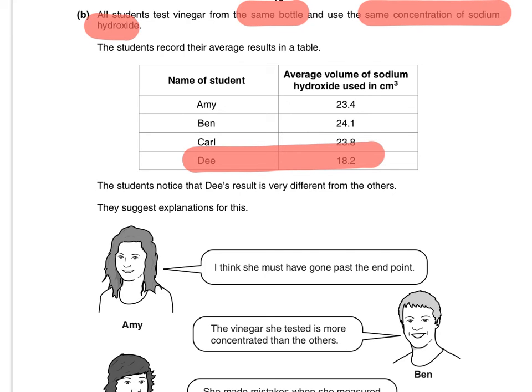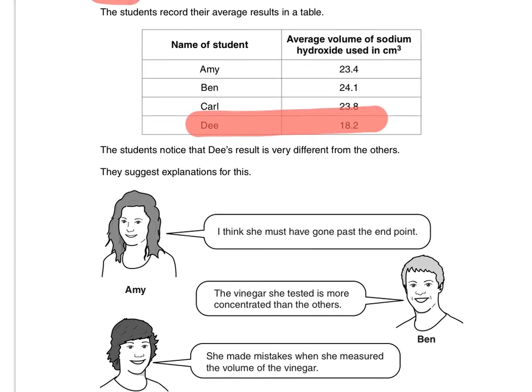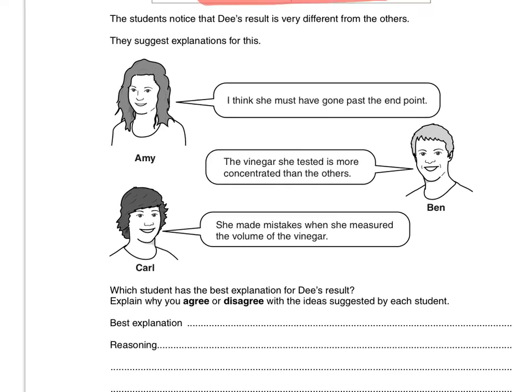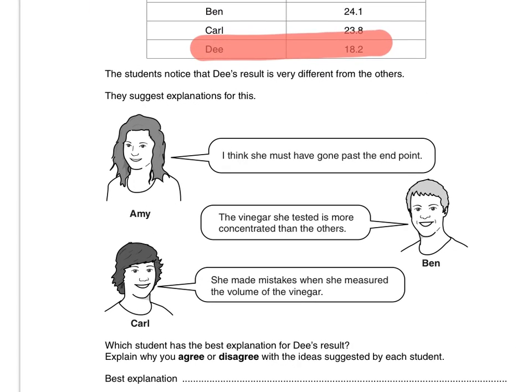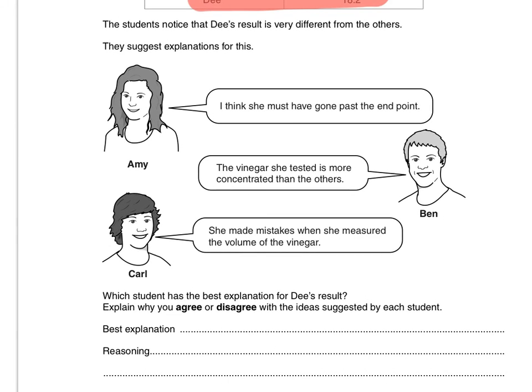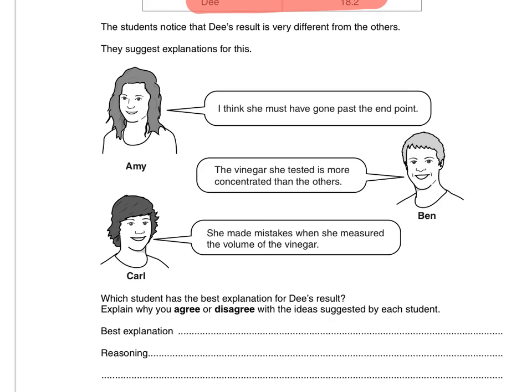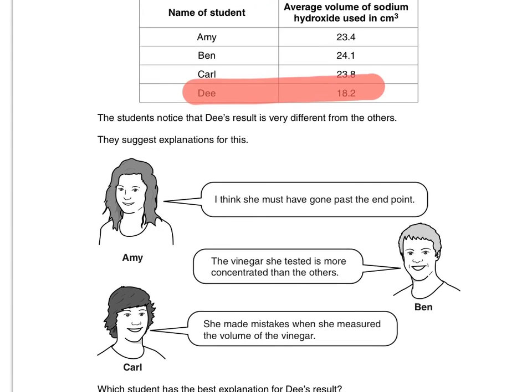The students notice that D's result is very different from the others. They suggest explanations for this. Amy, Ben and Carl. Ben's a right clever one, he's been having a go at people all the way through. Amy: I think she must have gone past the end point. Ben: the vinegar she tested is more concentrated than the others. Carl: she made mistakes when she measured the volume of the vinegar.